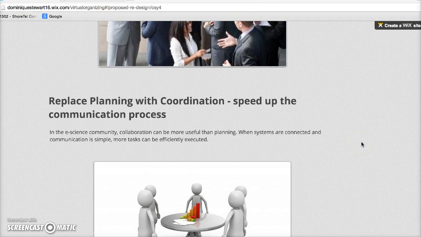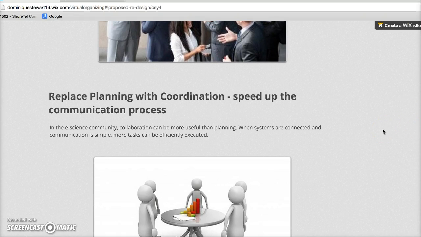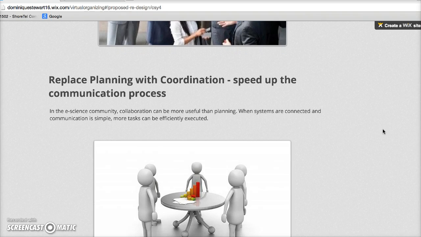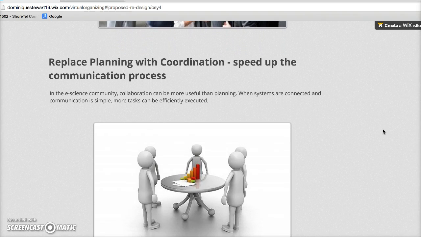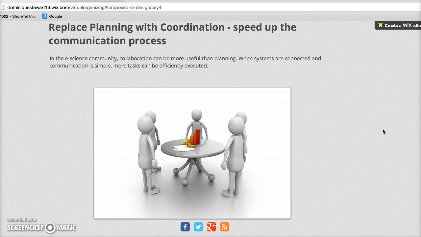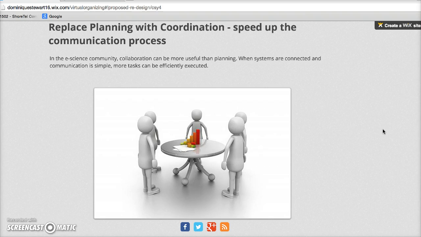The next proposed redesign we have to offer is based on Clay Shirky's idea of replacing planning with coordination. In the eScience community, collaboration can be more useful than planning. When systems are connected and communication is simple, more tasks can be efficiently executed. Shirky says, "The more ubiquitous and familiar a communication method is, the more real-time coordination can come to replace planning and the less predictable group reaction becomes." We wanted to essentially speed up the communication process in the eScience community.